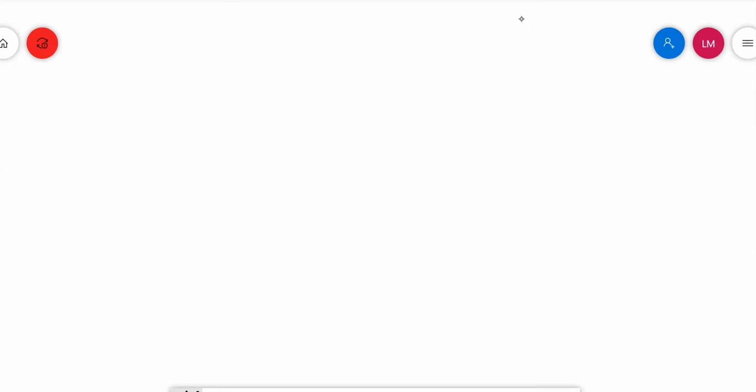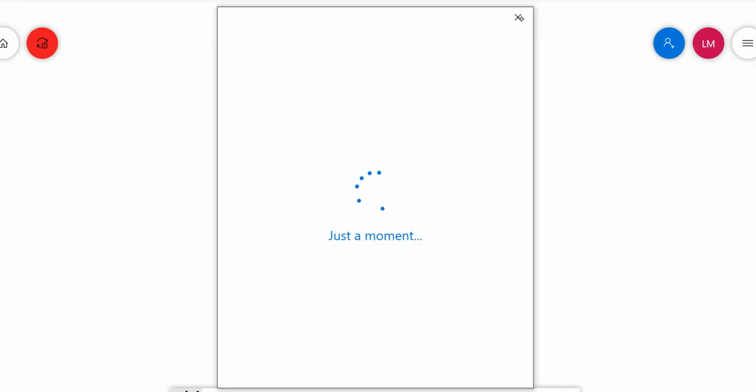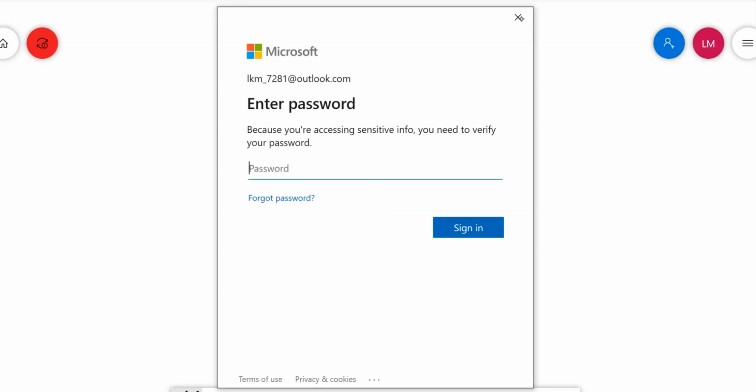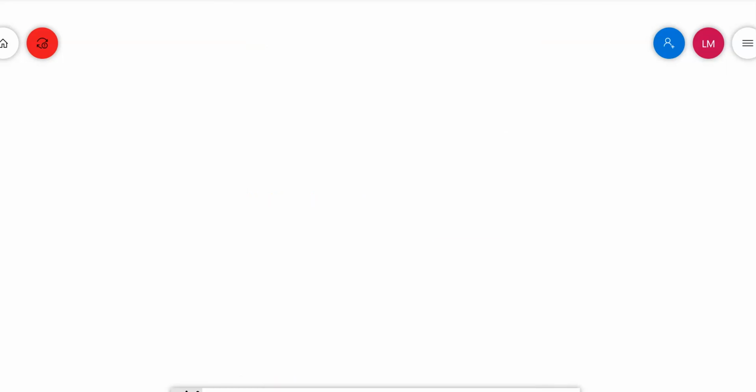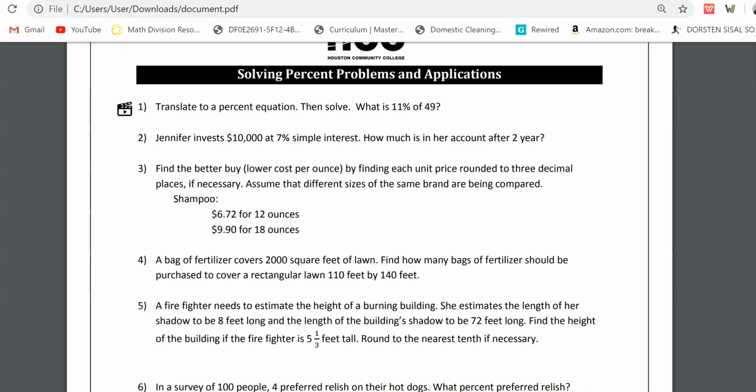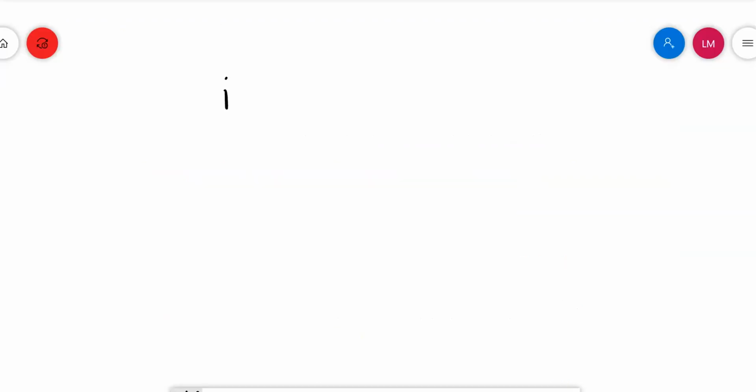Okay, all right, so let's see here. Okay, so here we go. I'm going to have to toggle back and forth, so bear with me one second. Okay, so the first one says translate to a percent equation. Remember, this is what I talked about in class: is over of is equal to percent over 100. So it says, what is 11% of 49?